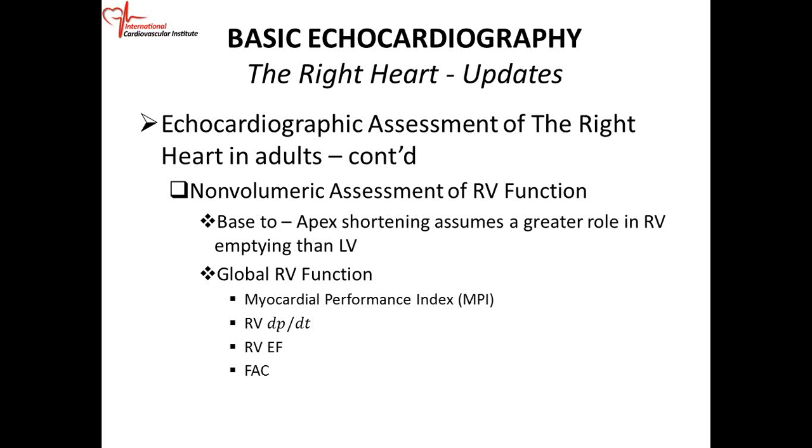The RV does have a similar type of motion as well. The base to the apex shortens when the RV empties, and we talk about the base to apex shortening being greater, which has a greater role in the RV emptying than the LV emptying. So the base of the heart, or the tricuspid annular plane, moves up towards the apex. It shortens, and it also torques, as we discussed in the case of the LV.